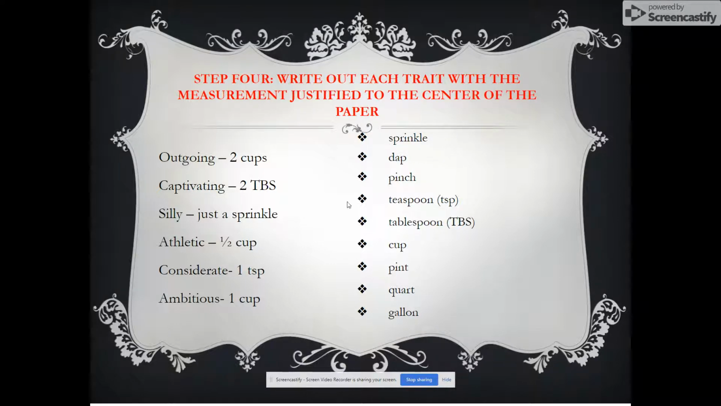Over on this side, you have suggested measurement types. You can have sprinkles and dabs, pinches, teaspoons, tablespoons, cup, pints, quarts, gallons. These are typical of what you would use for measurements. You can use others, but these are typical measurement format.